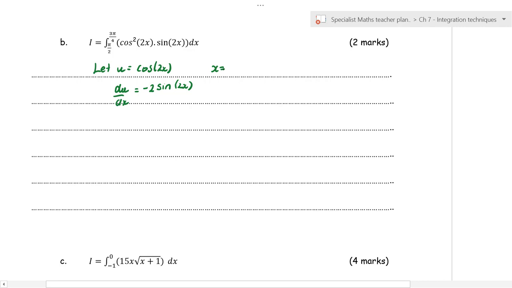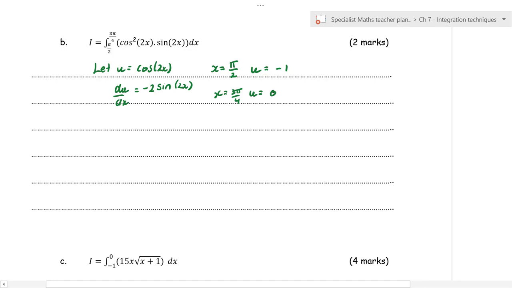Can you please set it up something like this? When x is equal to pi on 2, u is equal to cos of pi, which is -1, isn't it? Okay, so that's good. And when x is equal to 3 pi on 4, u is equal to cos of 6 pi on 4, cos of 3 pi on 2, which is 0. Okay, nothing wrong with that being 0.